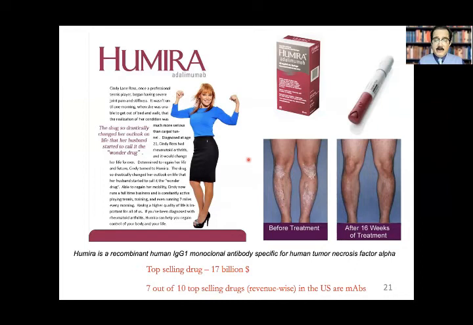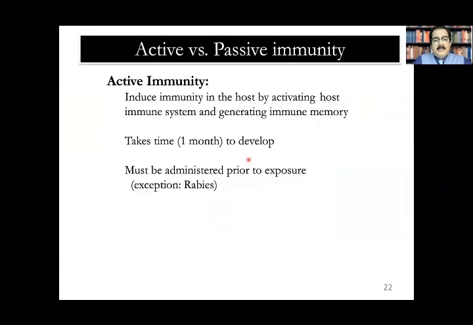And if you look at what is the drug that makes the most money in the US, right? Seven out of 10 are actually antibodies. So the point I'm trying to make is the applications of this are actually super, super powerful. So there are two types of immunity: active immunity versus passive immunity.